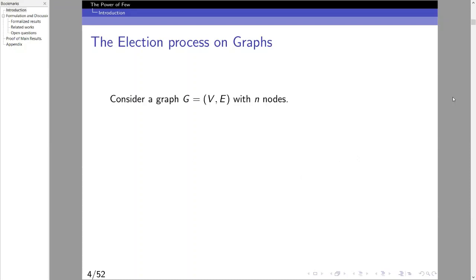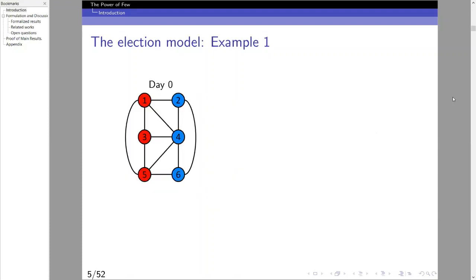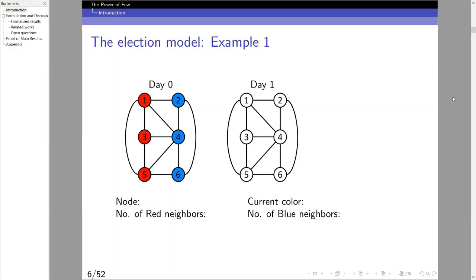We have a graph with n nodes. Initially, every node is colored either red or blue, and on each day, a node will look at the colors of its neighbors and follow the majority, and keep its color if there's a tie. A color wins if at some point everyone is colored with that color. So let's consider this example. We have 3 reds and 3 blues, and let's figure out the coloring for day 1.